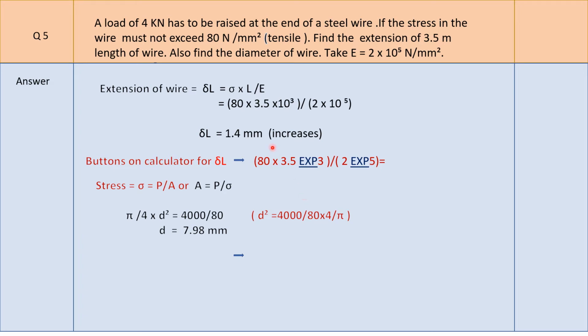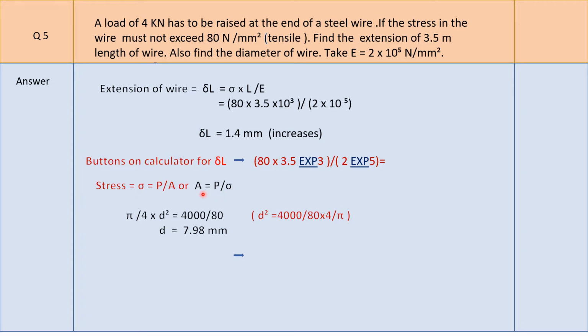Then we want to find out the diameter. So what is the formula? Stress is equal to P upon A, or when we want the diameter, we will use A is equal to P divided by sigma. We can directly write this formula in the exam. If you cannot write it directly, first write sigma is equal to P upon A, then write A is equal to P divided by sigma.